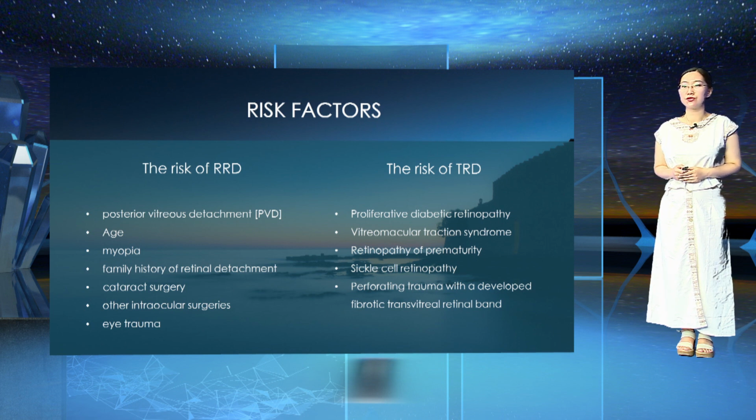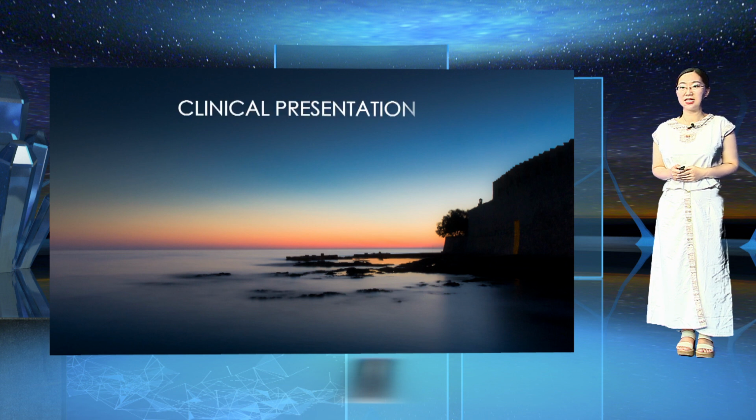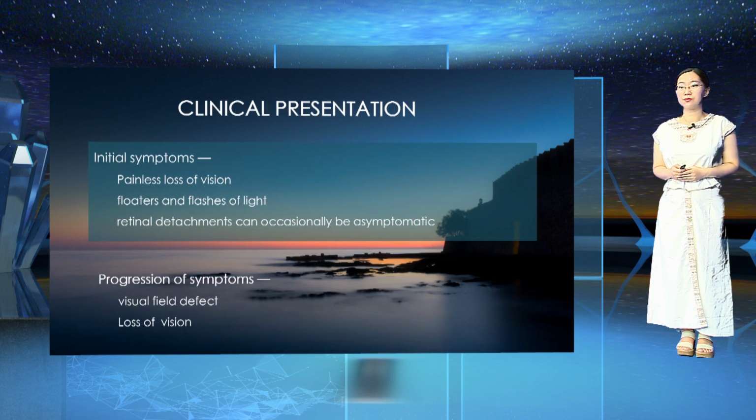Risk factors for traction retinal detachment include conditions associated with neovascularization, such as proliferative diabetic retinopathy, vitreomacular traction syndrome, retinopathy of prematurity, or sickle cell retinopathy. It can also occur in patients who have had penetrating trauma and have developed a fibrotic transvitreal retinal band that contracts. Clinical presentation. Initial symptoms.